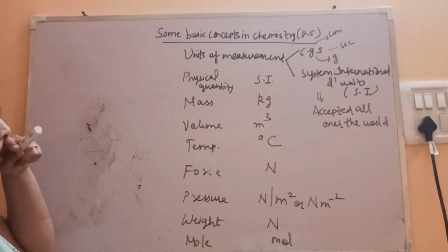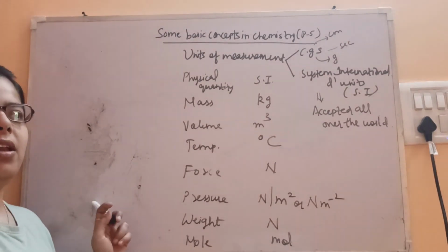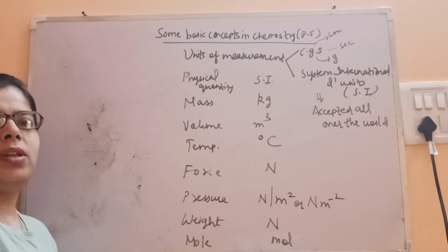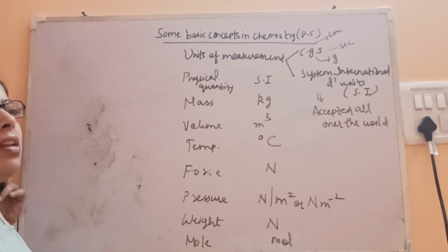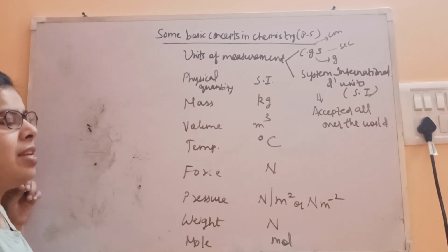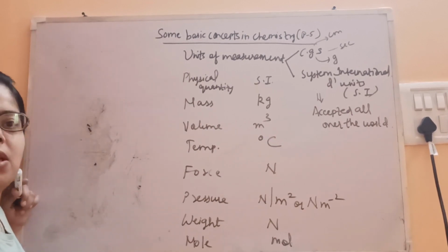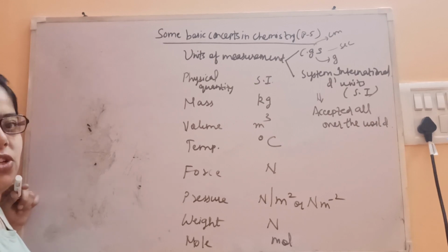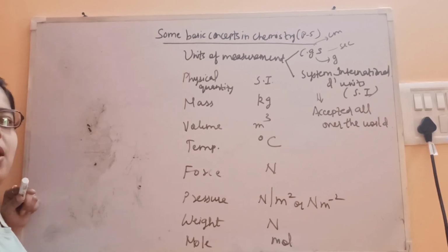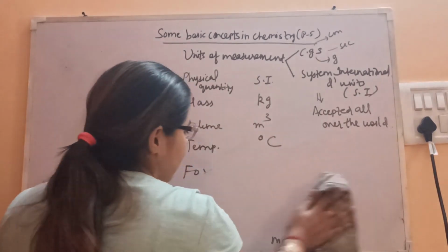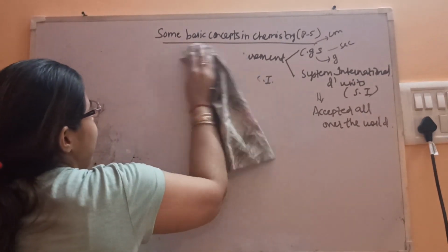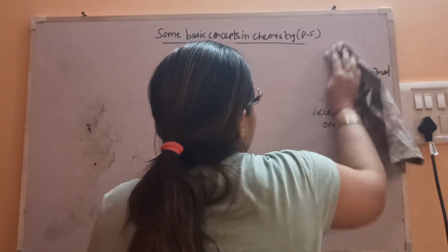Now let's see. If different systems of units are there, there is a need to convert one system of units into another. Why? Because in other countries they are using different sets of units. Some countries are using CGS, some are using MKS. So how will we do the conversion? There is a need to convert one set of system of units into another set. This conversion is known as dimensional analysis or unit conversion factor.